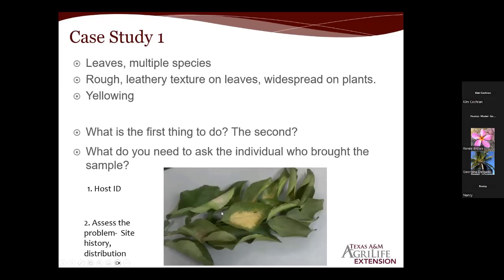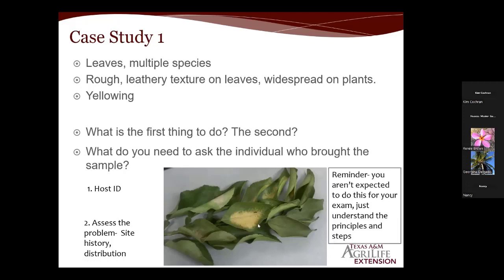The second was assess the problem. I took a site history, asked her what had been going on, had there been any sprays, how extensive was this issue, and come to find out, this was actually a severe mite infestation. So it's a little bit of a trick question. It wasn't actually something that was truly pathogenic in nature, but it's still stuff that you will be asked about and that I'm asked about a lot.